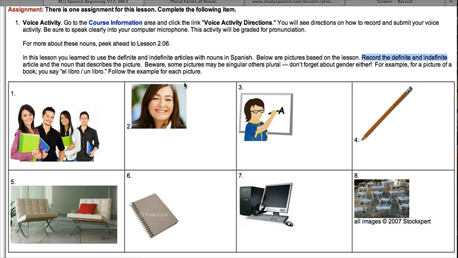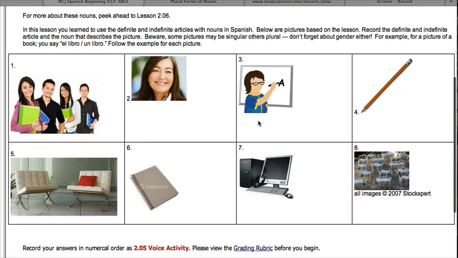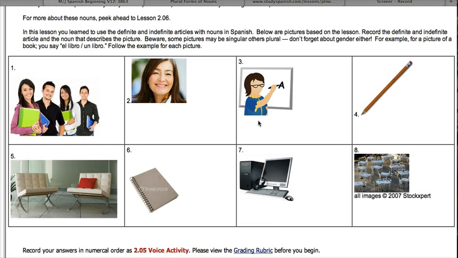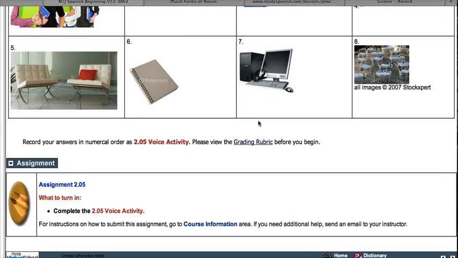Okay? So make sure you do both the indefinite and the definite, and be very careful that you match the gender and the number. Okay, that's the only assignment for this one, 2.05 voice activity.